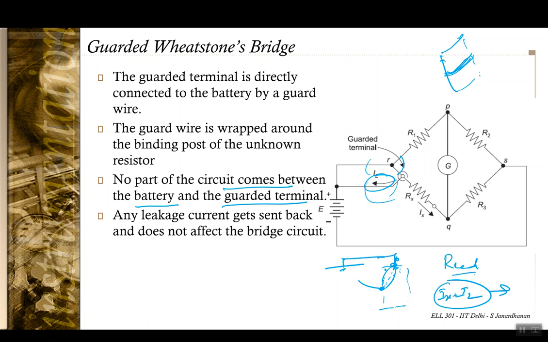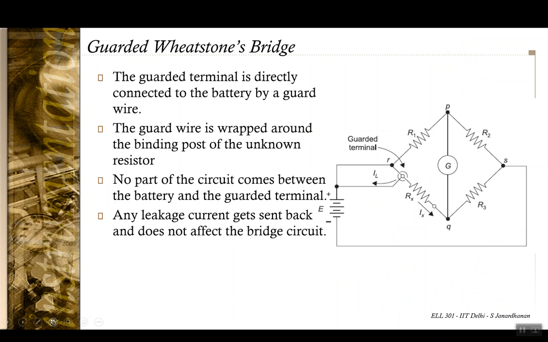So what you would do is that all the measurement circuitry is after this guarded terminal. So what you are measuring here is only IX, or something that is proportional to IX being measured here, and IL doesn't figure in the measurement. And if you don't have this guard terminal, and if you don't use this bypass, then what you would measure is IX plus IL, and you would assume that this is the same as the current that is flowing into the bridge circuit.